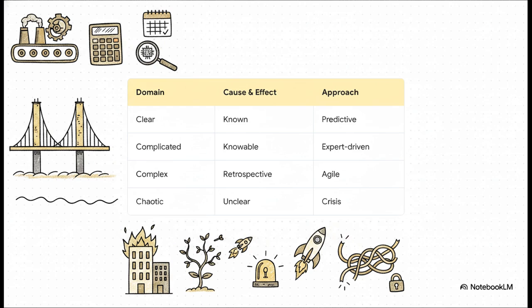Finally, we have chaotic. Cause and effect are unclear or totally absent. The factory is literally on fire, or you're suffering a massive cyber attack.